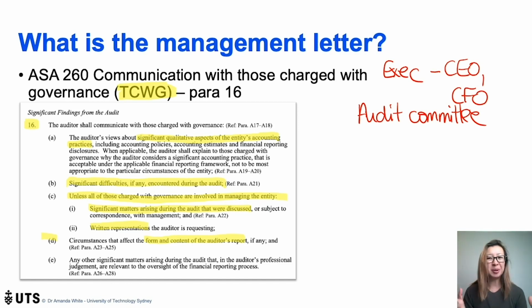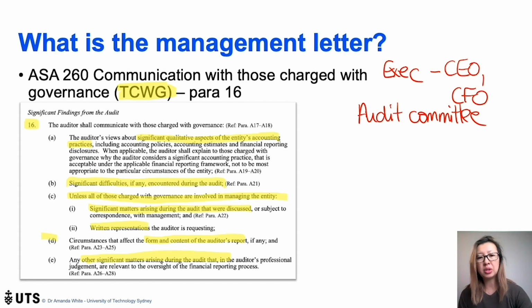Now, paragraph D here says, what is the form and the content of our auditor's report? So we're telling them, here is what's going in the report, we've already signed it, and then any other significant matters that might have arisen. So you may have identified potential issues that you might need to notify law enforcement about, additional risks in some areas that might be outside of the traditional audit, but you wanted to provide that information to them anyway.